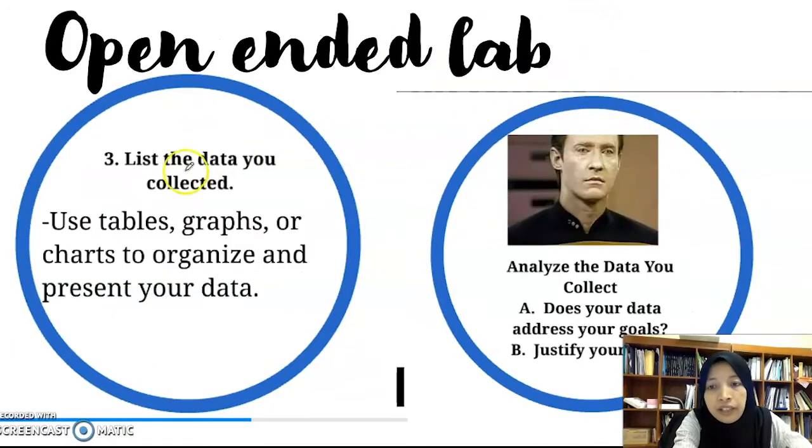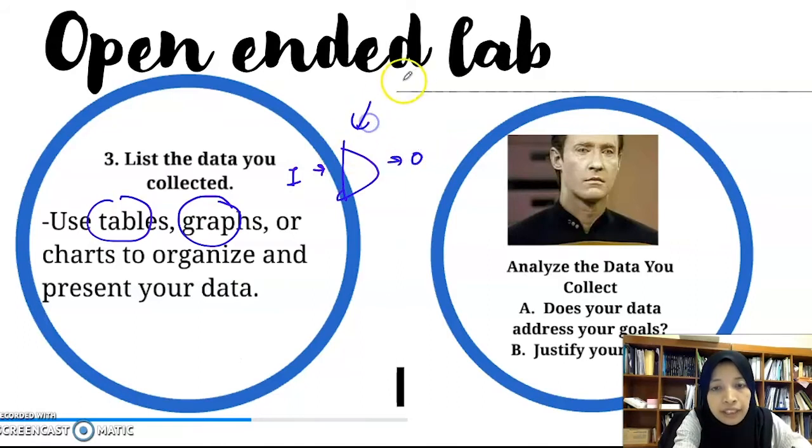Then you need to create your own table and your own graph. Let's say this is your op-amp. What will be the input? What will be the output? Is this an active or passive device? Do you need any supply? Is the supply DC or AC? Is the input AC or DC? And what will be the output?